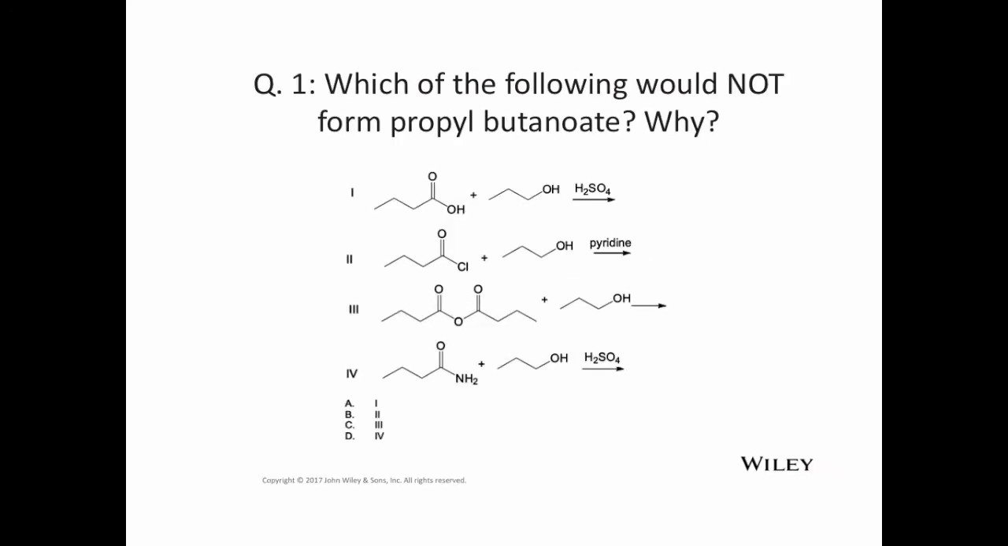And we'll finish up with a couple questions. So which of the following would not form propylbutanoate? So first you have to know what propylbutanoate is. So this is a naming question, first of all, and then look at these 4 reactions and figure out which of those would not form propylbutanoate and why.